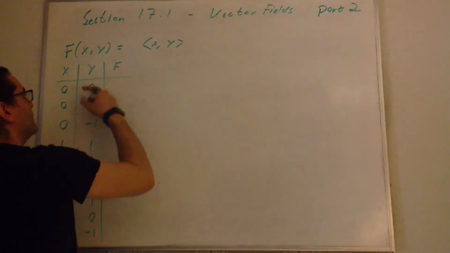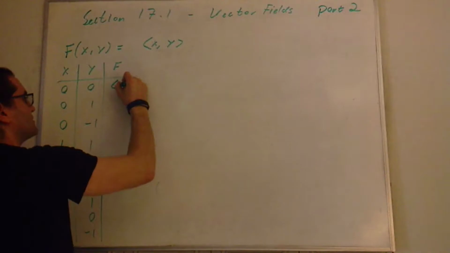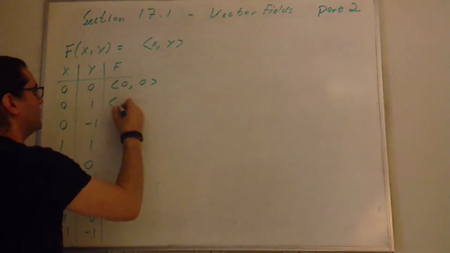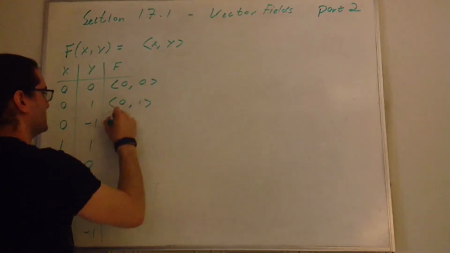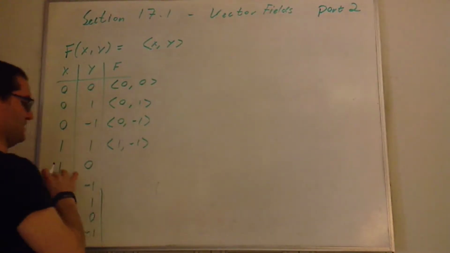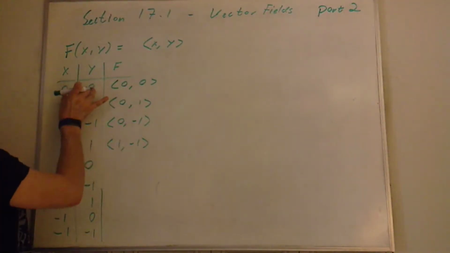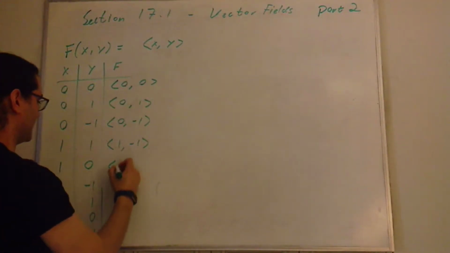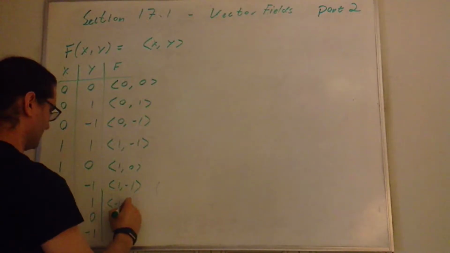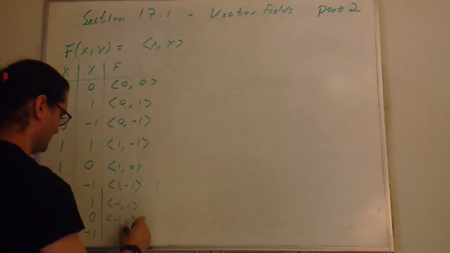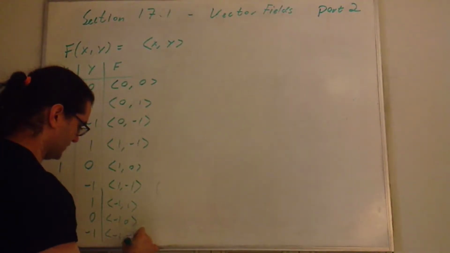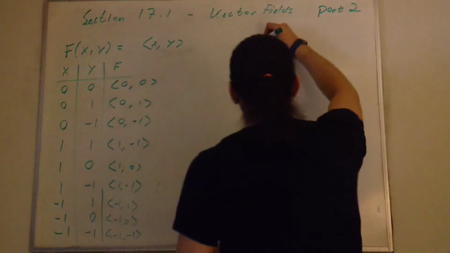As usual, the point 0, 0 is going to give us the vector 0, 0. That happens sometimes. This is going to give us the vector 0, 1. This is going to give us the vector 0, negative 1. This is going to give us the vector 1, 1. This is like the easiest thing to write down because the vectors are just these two numbers in the same order. This will give us 1, 0. This will give us 1, negative 1. This will give us negative 1, 1. This will give us negative 1, 0. And this will give us negative 1, negative 1. Okay. So we'll come over here and we'll start drawing it.